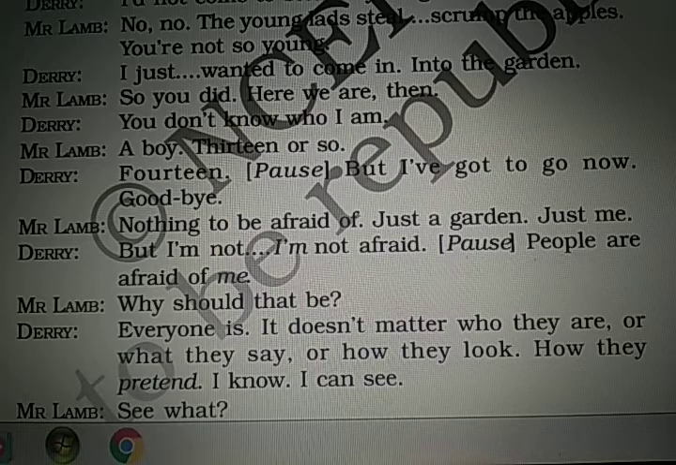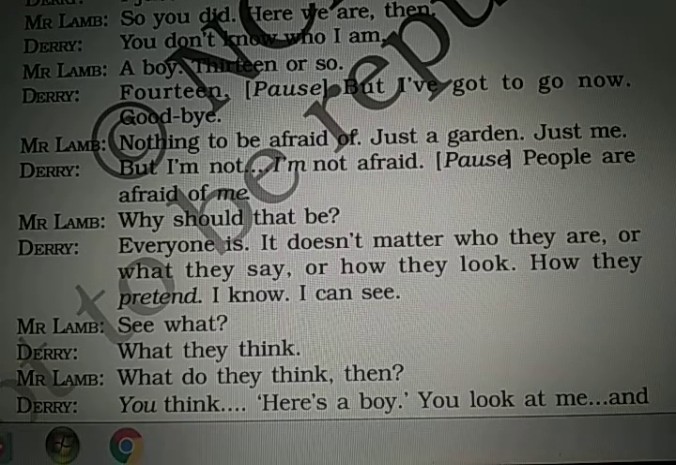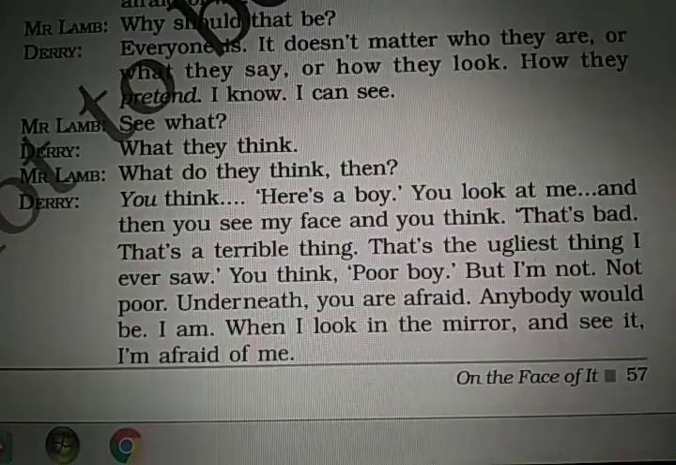Why are people afraid of you? Daddy, everyone is afraid of me. It does not matter who they are or what they say, how they look, how they pretend to make a false show. I know, I can see. People feel like it. They are afraid of me whenever they look at me, but they merely pretend that they are not afraid of me.